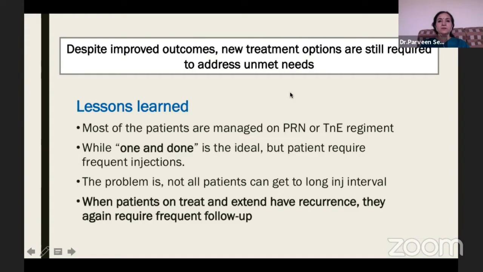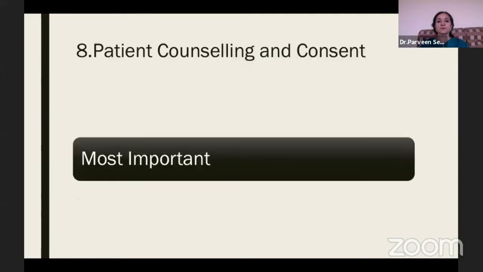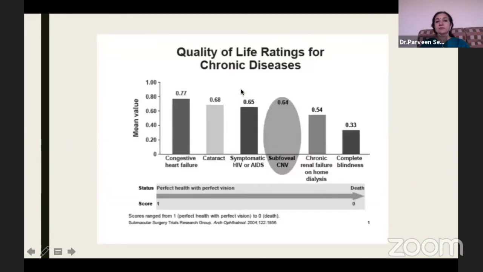So despite all these things, the lessons learned are that most of the patients do need treat and extend, and they should not give up just after a few injections. So this is where the patient counseling is most important, that you should counsel the patient in the first sitting itself that this is not a single time treatment.